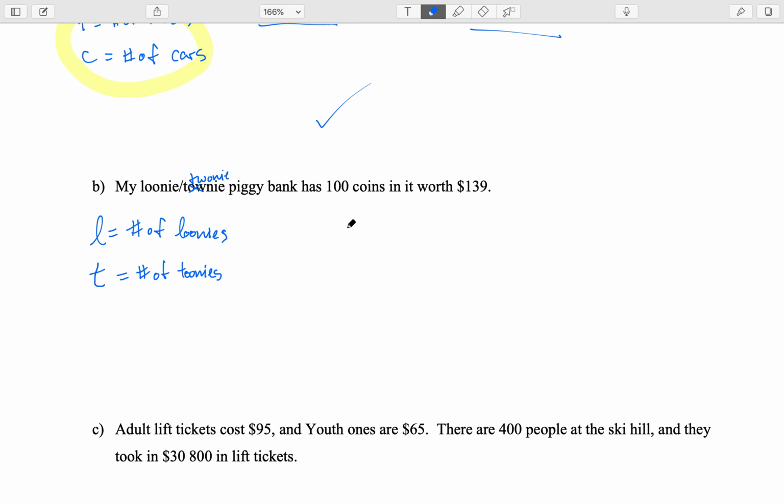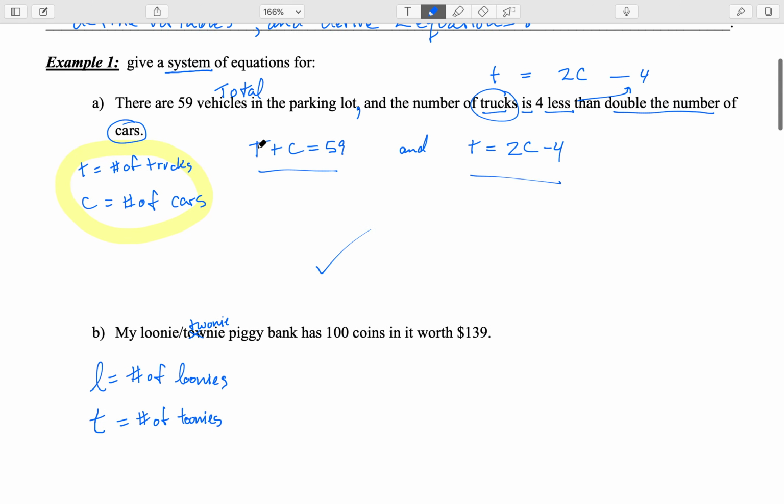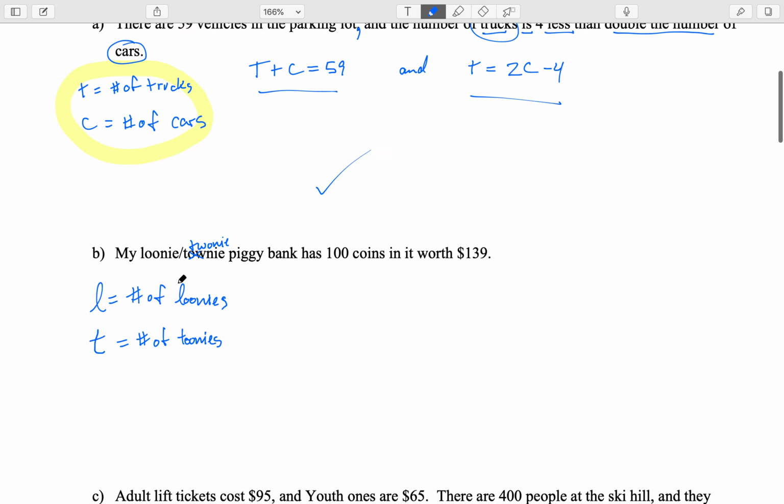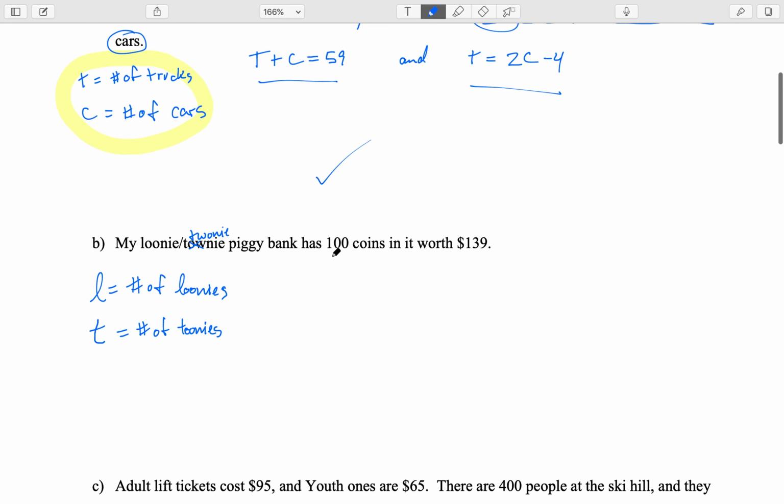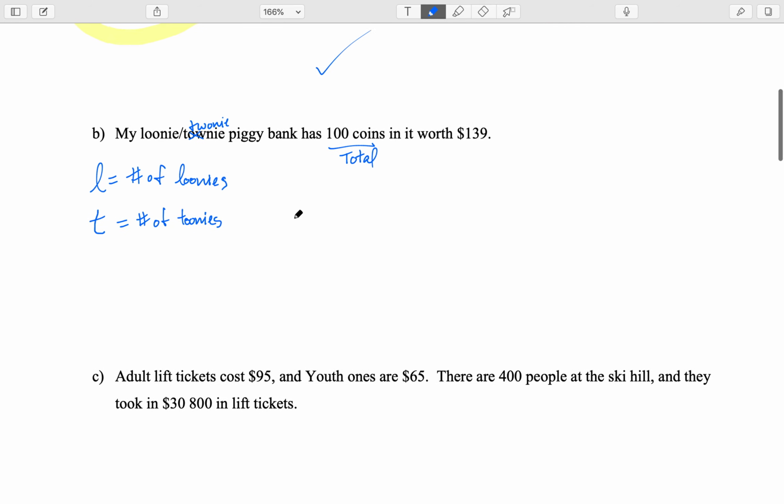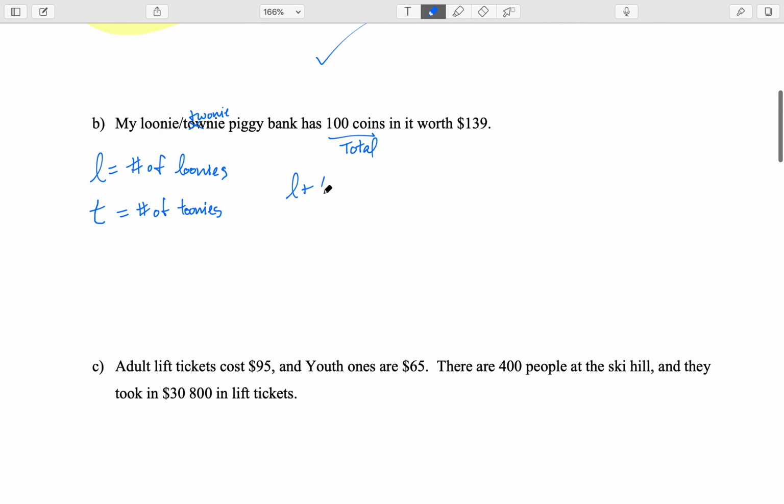You remember how with the other one we had this plus this is equal to? It's the exact same thing. It has 100 coins. That means it's a total. A total just means it's going to be L plus T. Usually one of the easier equations is something like L plus T is equal to 100. Done. That's one equation. Now the other one is how much they're worth. Now, careful. Loonies are worth $1, right?